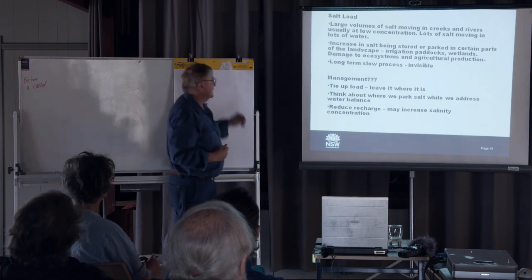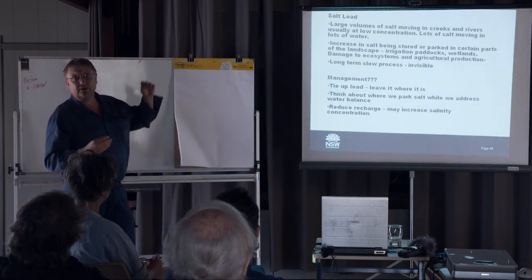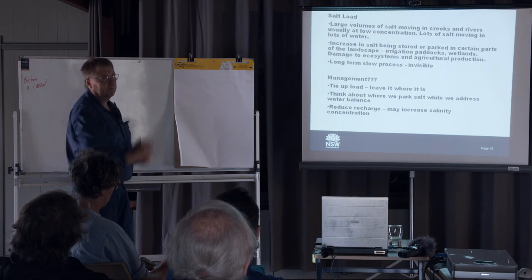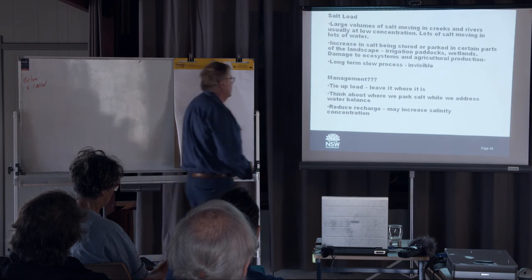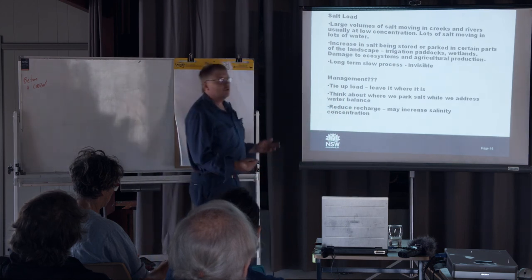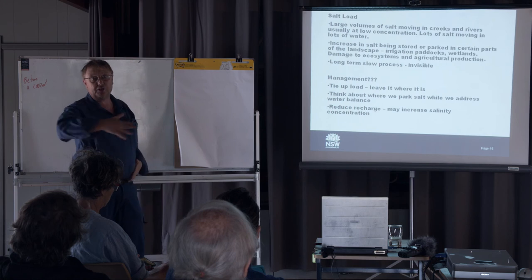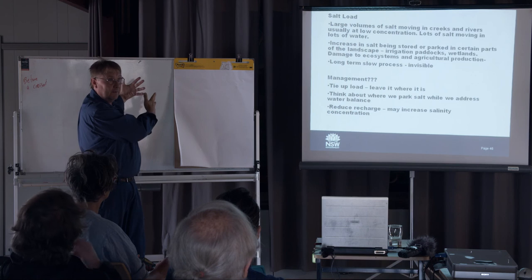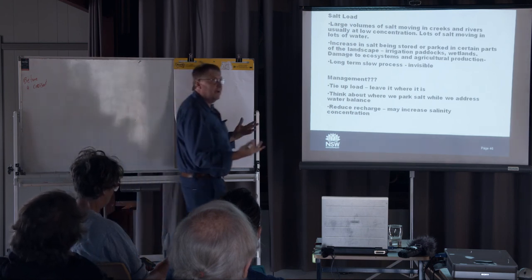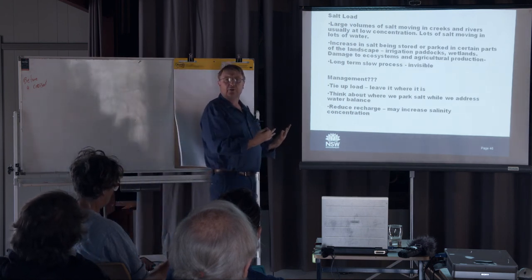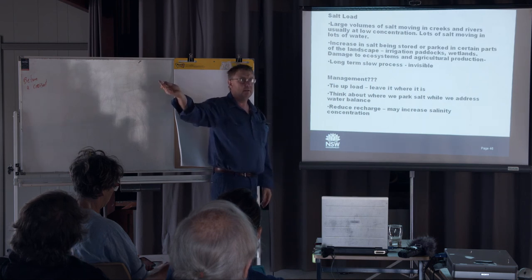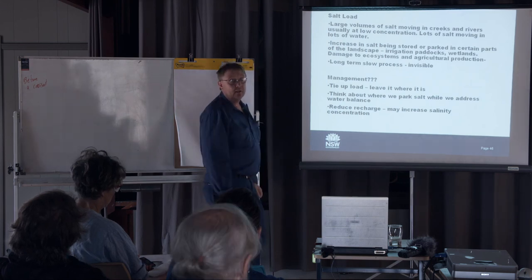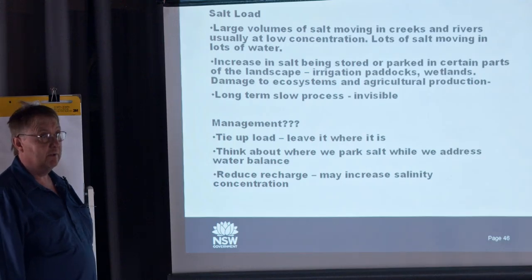What do we do about it? We try and leave the load where it is. We try and leave it diffusely through most of the landscape rather than putting it in a wetland or into a cotton farm. We think about where we park the salt while we address the water balance. This big load that's moving around is a symptom of that water balance issue we started the talk with. Are we okay with parking most of the load on our best soils in the Macquarie Valley? Apparently we are, because that's what we're doing, and it is saving the Macquarie Marshes from big loads of salt going in there.